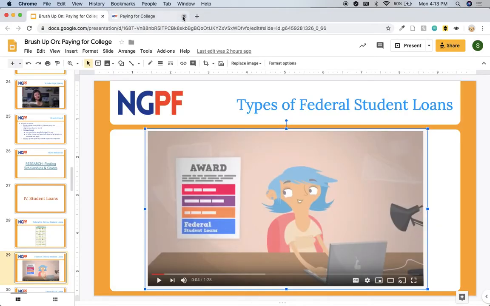All right. So again, that video does a really good job of breaking down the different types of federal student loans that students might be eligible for when they submit the FAFSA. Again, just some key highlights were that, if you get a subsidized direct loan, that means the government is actually paying the interest for you as interest is accruing. Unsubsidized loans, that's not going to happen.